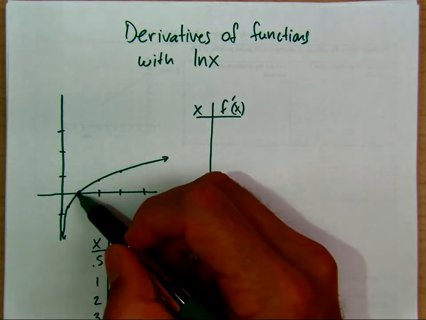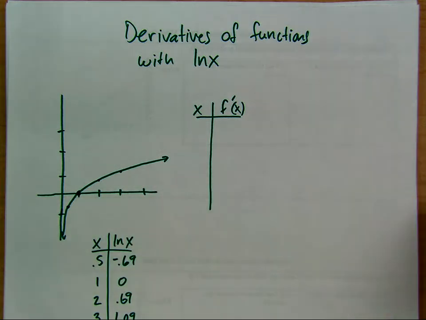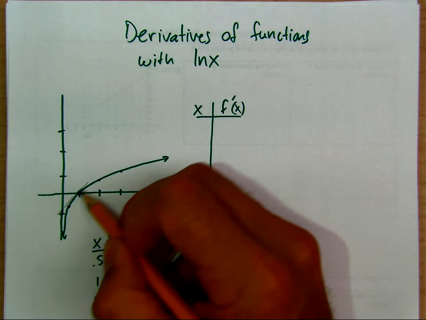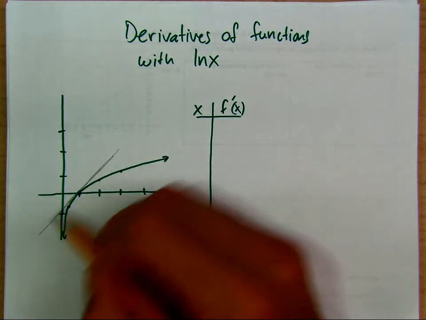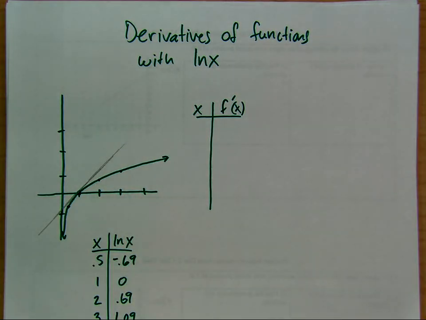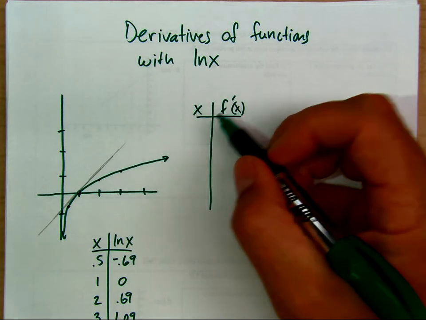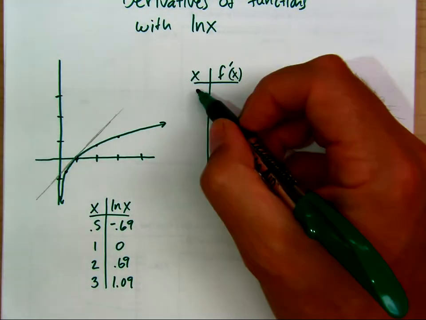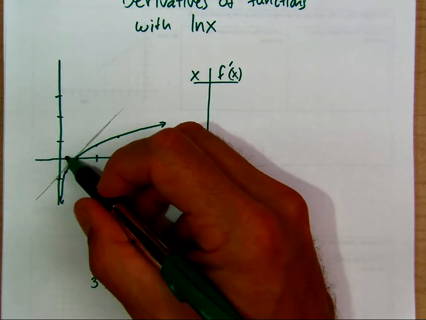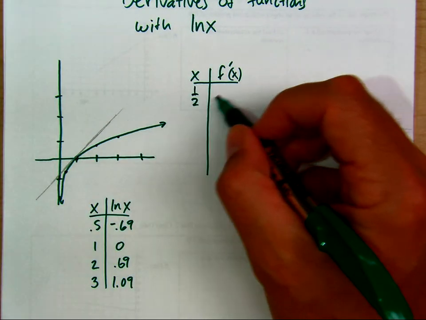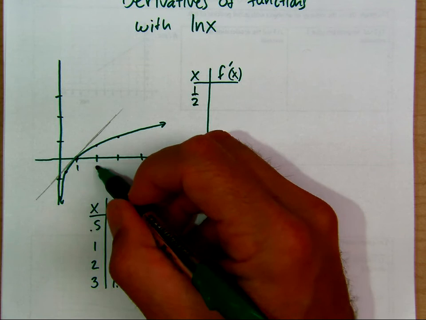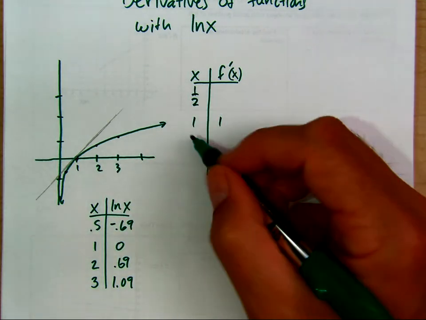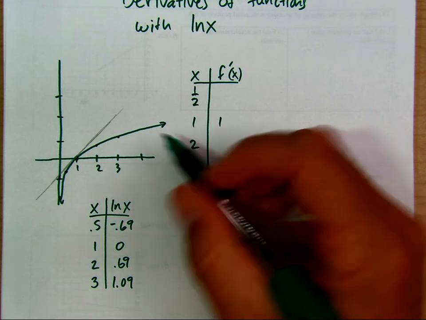So we're going to draw a tangent line, just sketch a tangent line, and why don't we just assume that looks like it's about 1. So we're going to keep track of all the slopes here, and we have at x equals 1/2 we'll have a slope. At x equals 1 we'll have a slope, and we're going to say that slope is 1. Then we have to estimate the slope at 2 and the slope at 3.